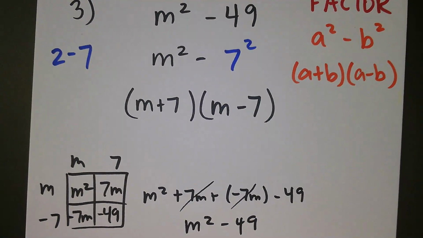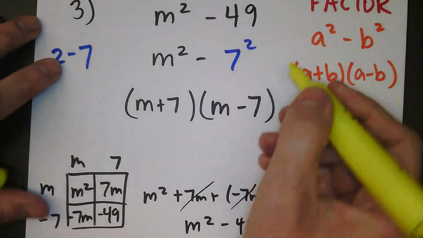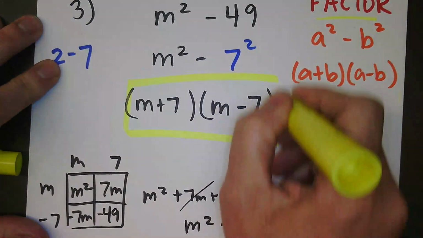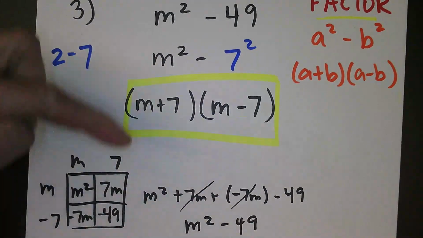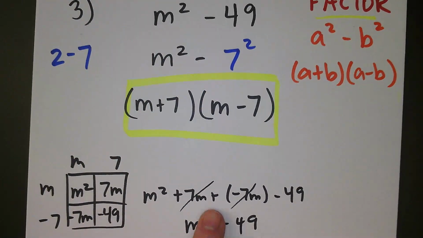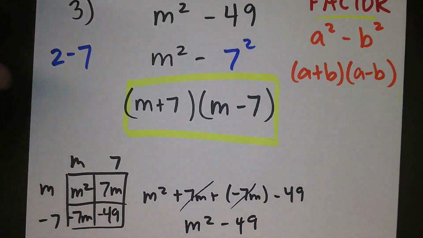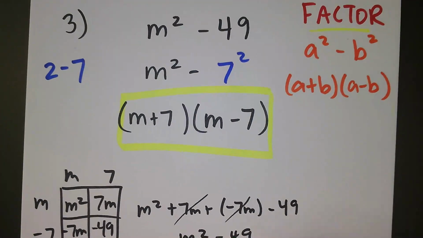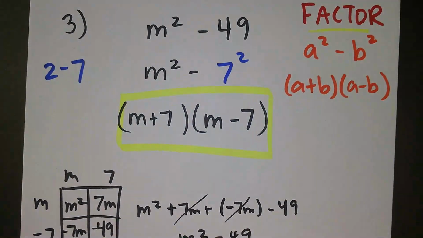Now, to be clear, my final answer is this. I was supposed to factor, right? So this is my final answer. I'm just proving that if I did multiply these out, I get back where I started, m squared minus 49. Okay, so hopefully you would do this problem very quickly. You'd recognize the pattern, you'd figure it out, you'd have it factored.